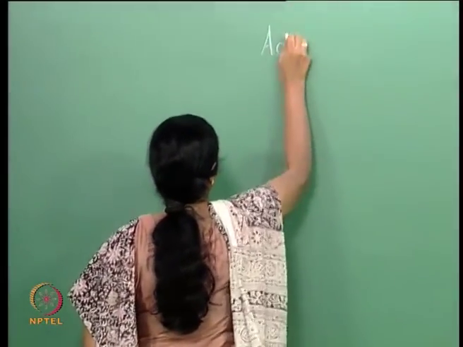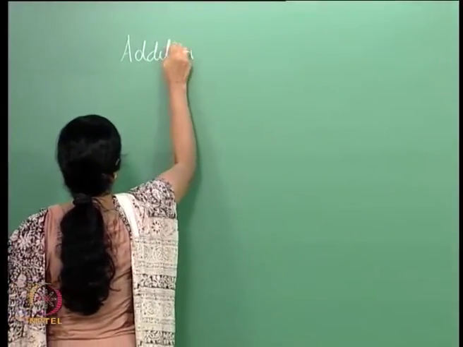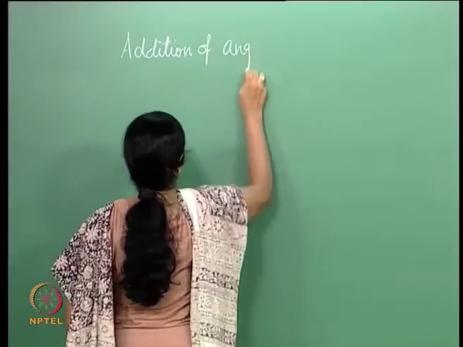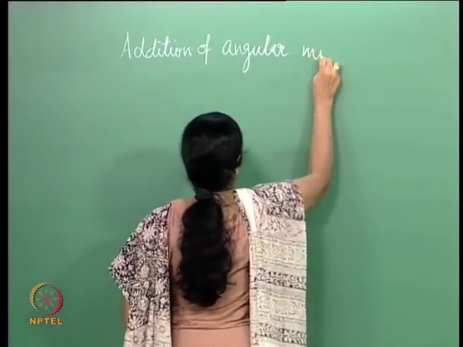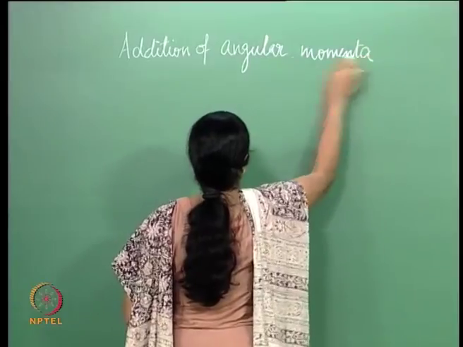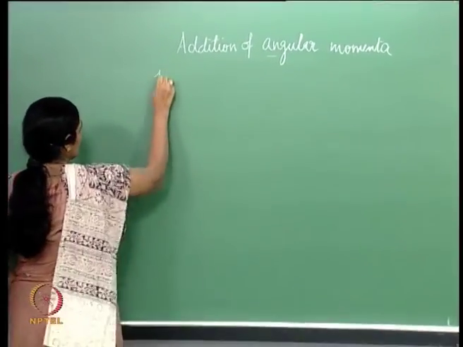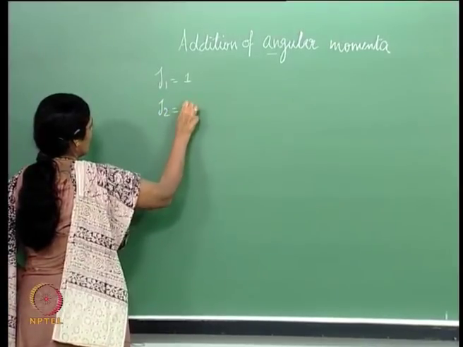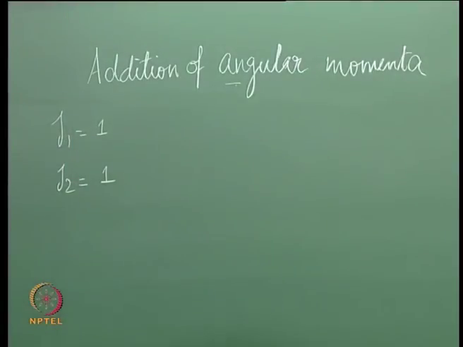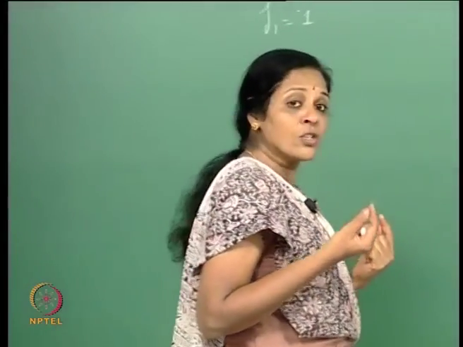This has some very interesting consequences and certainly helps one understand subtleties related to addition of angular momentum and the Clebsch-Gordan coefficients. So, we work with addition of angular momenta, so I have J1 is 1 and J2 is 1. So, these are two spin 1 objects or isospin 1 objects.